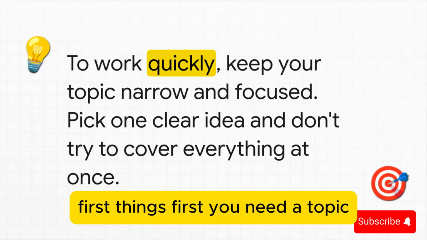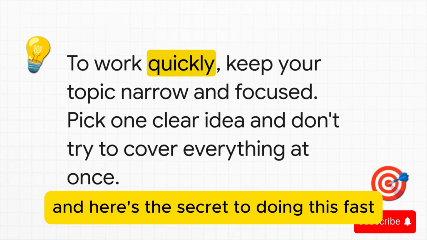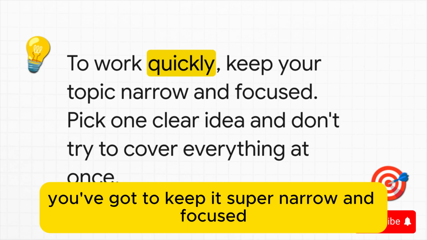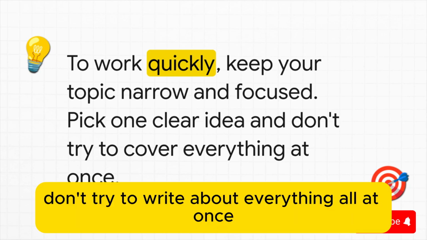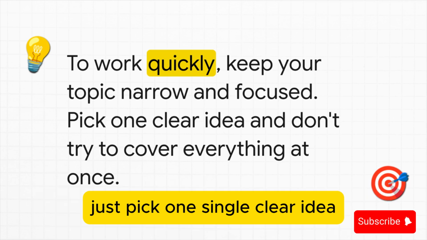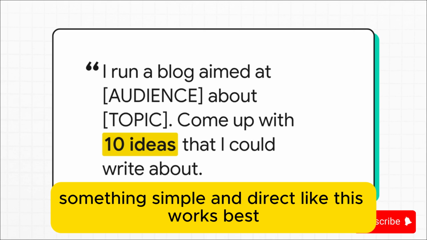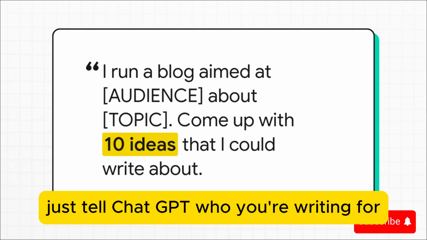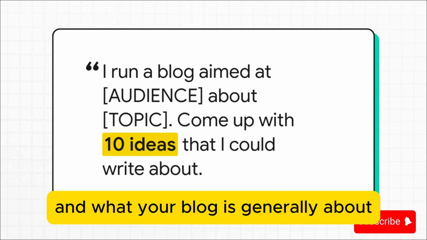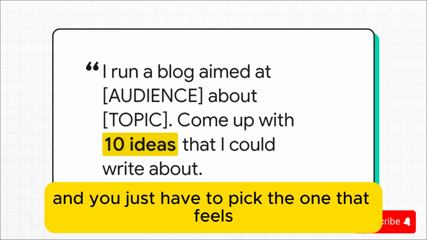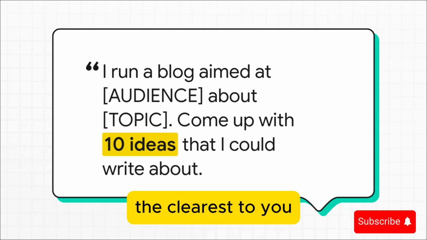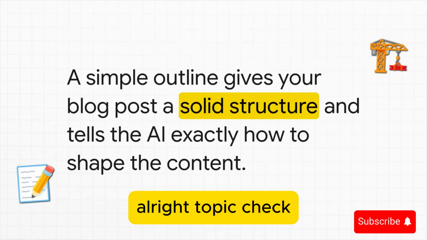First things first, you need a topic. And here's the secret to doing this fast. You've got to keep it super narrow and focused. Don't try to write about everything all at once. Just pick one single, clear idea. And you don't need some crazy complicated prompt. Something simple and direct like this works best. Just tell ChatGPT who you're writing for and what your blog is generally about. It'll spit out a list of ideas, and you just have to pick the one that feels the clearest to you. All right, topic, check.